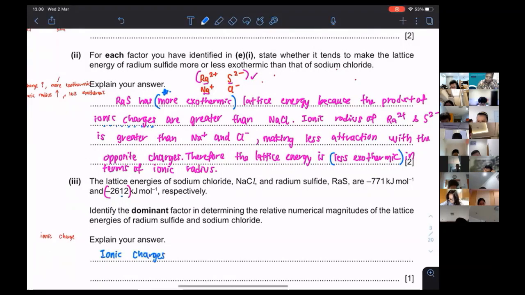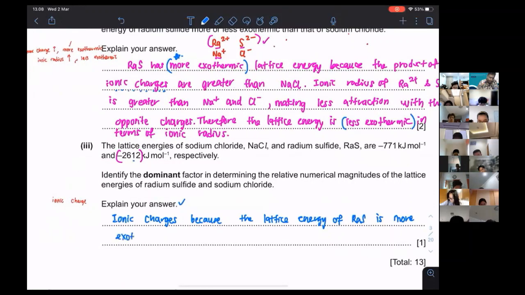If they ask you to explain your answer, because the lattice energy of RaS is more exothermic, therefore the ionic charges is the dominant factor. So that is how you explain this question. 1 mark.